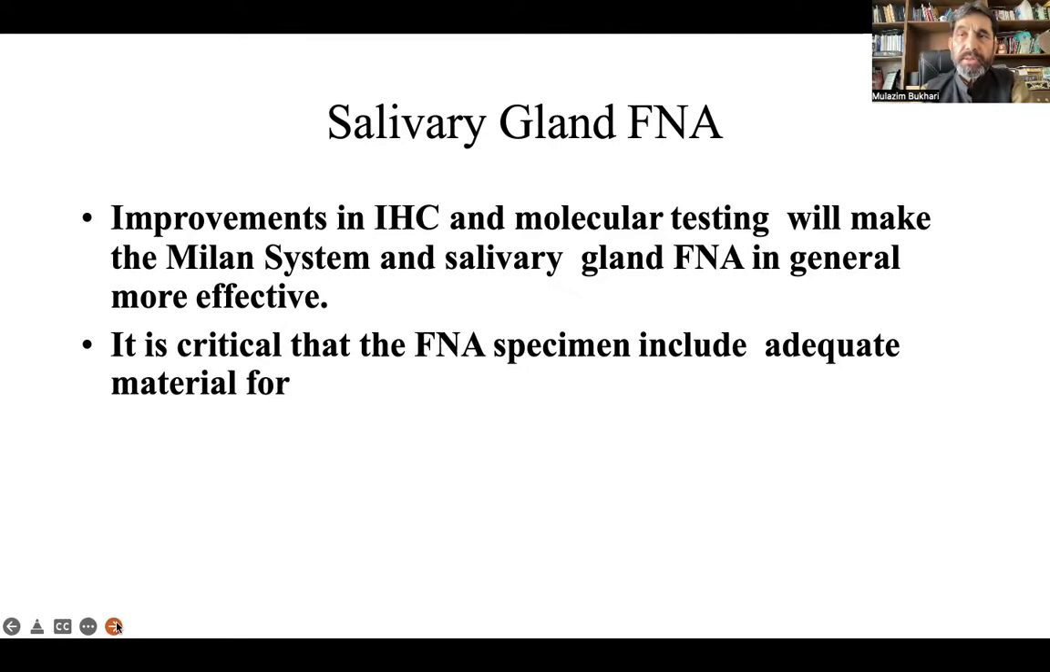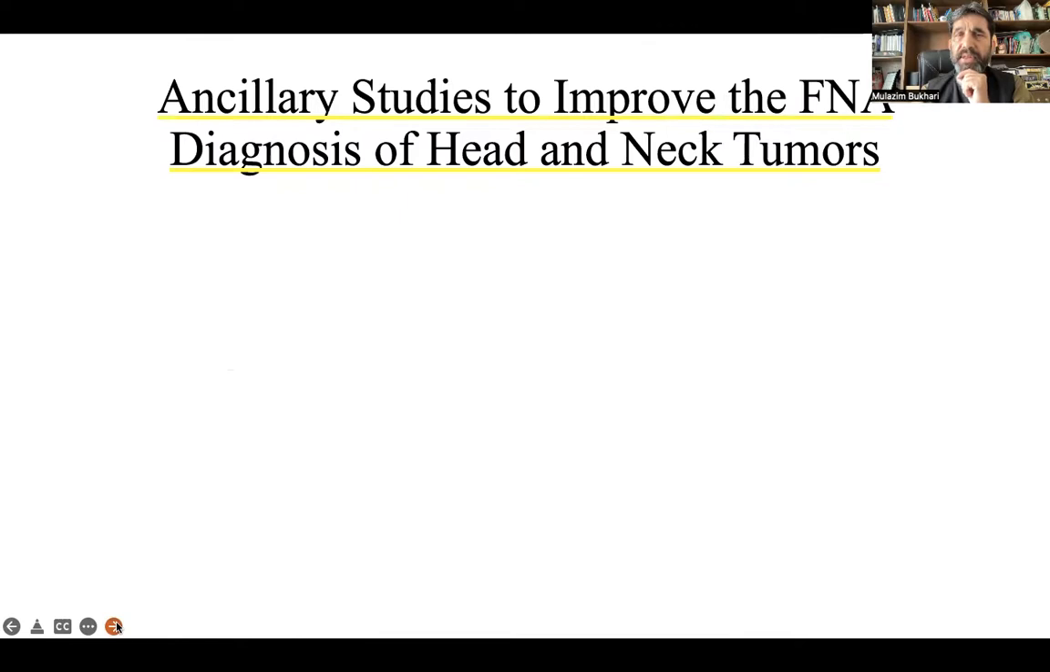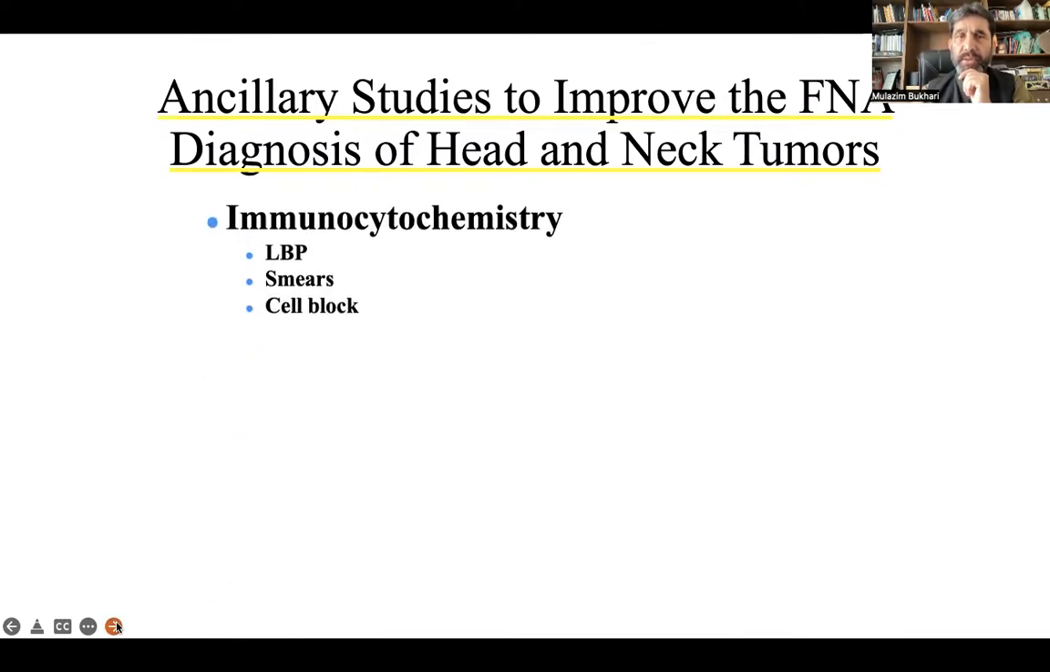The FNAC technicians, technologists, doctors should be expert in doing the FNAC. Initial study is important. That is very important. You can do liquid-based cytology, you can make smears, cell blocks, or you can make the haematoxylin.